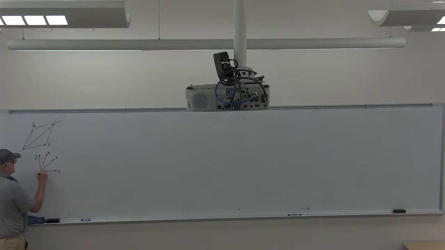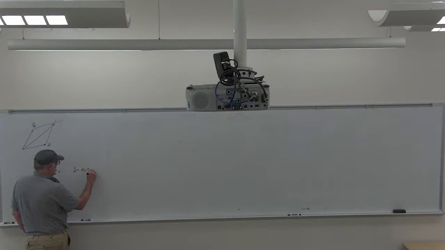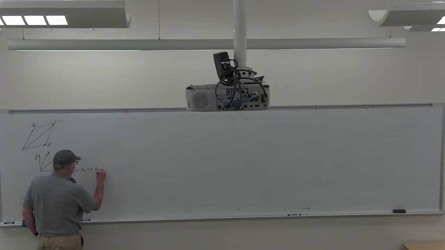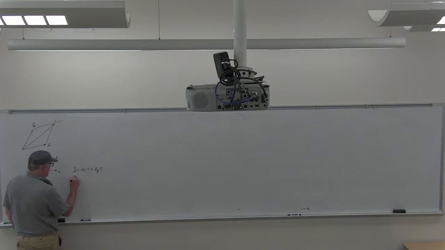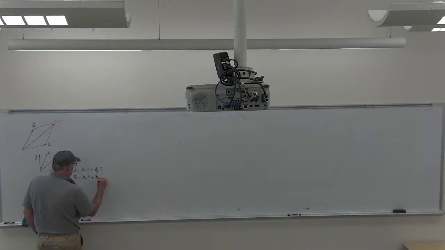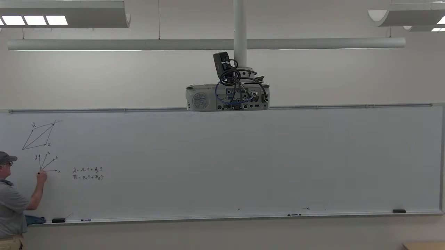The A vector is going to be the A value in the X direction times i, plus the A value in the Y direction times j. And the B vector is BX i plus BY j. Now, often it's going to be laid out like it's an angle, so it might be an alpha.